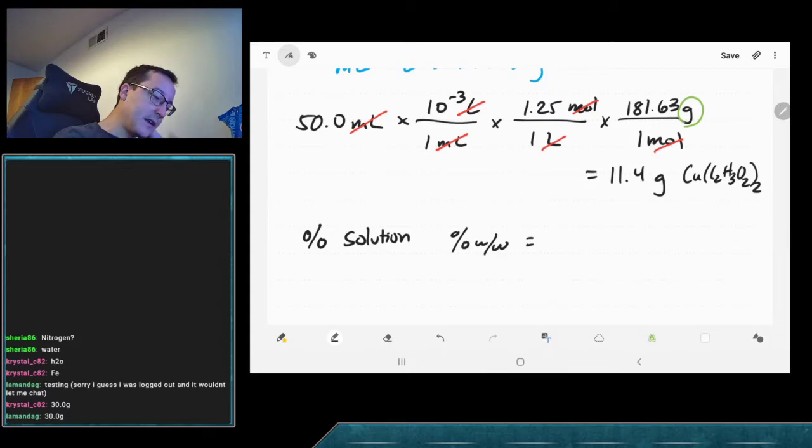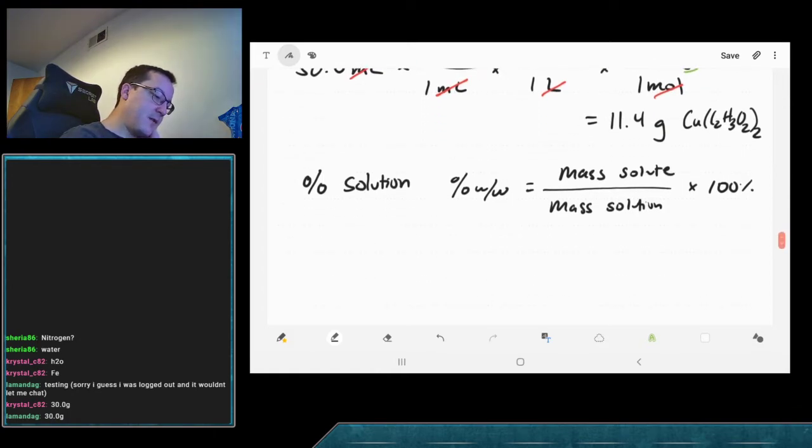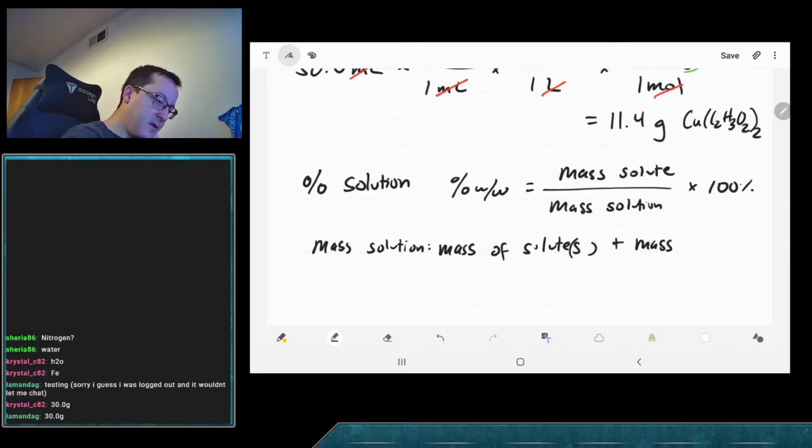So weight percent is going to be your mass of solute over the mass of solution. And since it's a percent, we're going to throw that 100% there as well. Mass of solution, just so we know, is your mass of all your solutes plus your mass of solvent.